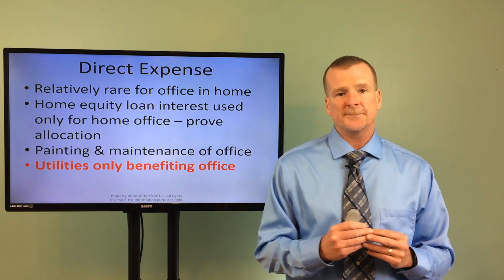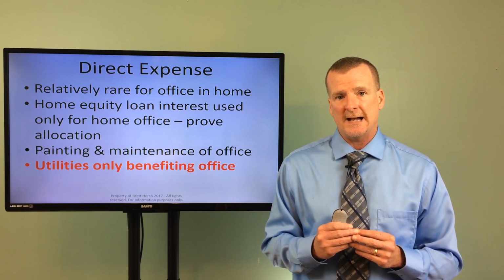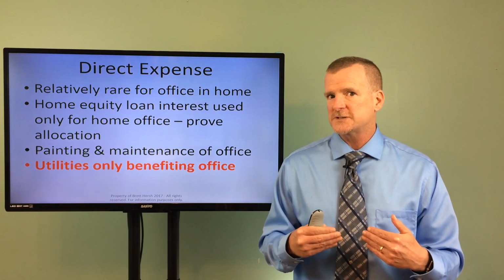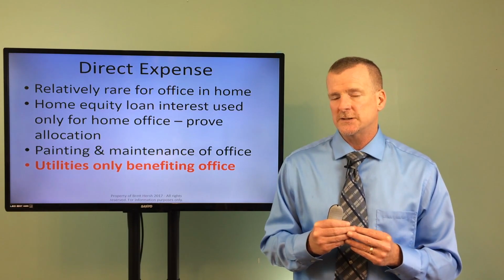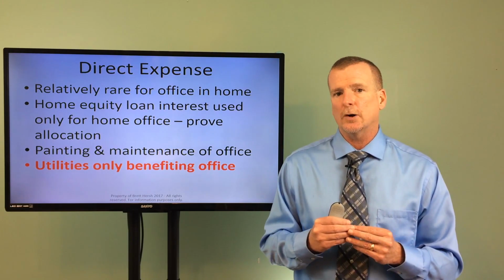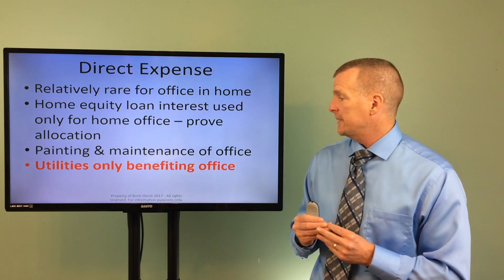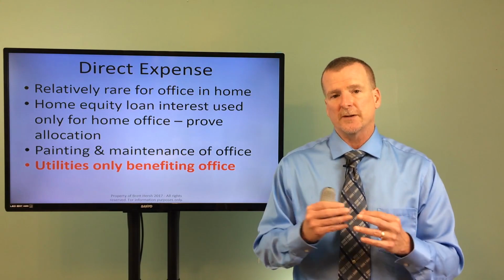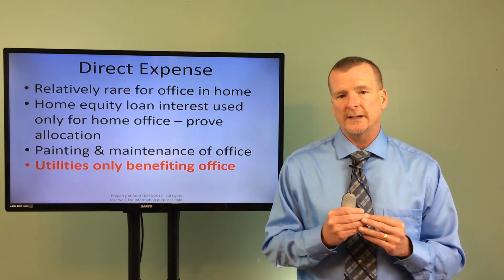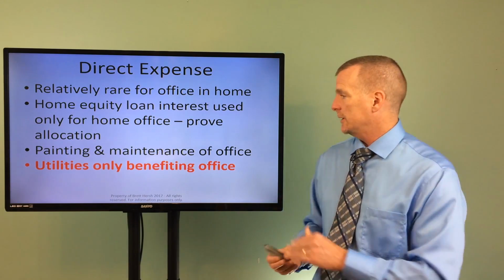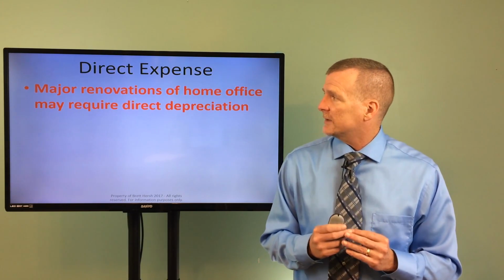Or sometimes with some professionals that we have, sometimes we actually meter their office area. Let's say if you're a physician or even an accountant in your home and you work from your home, you may even have a separate electric meter and other items going in to that office area. So utilities only benefiting the area would be a deduction.